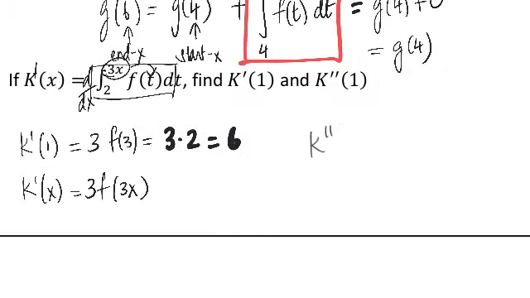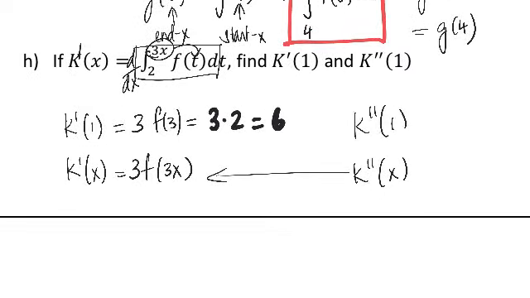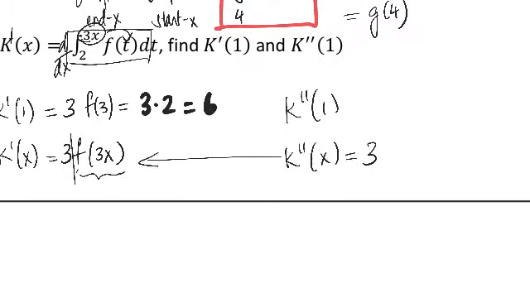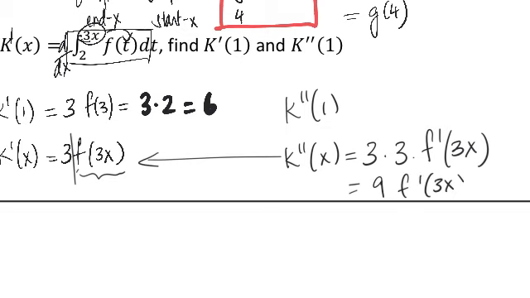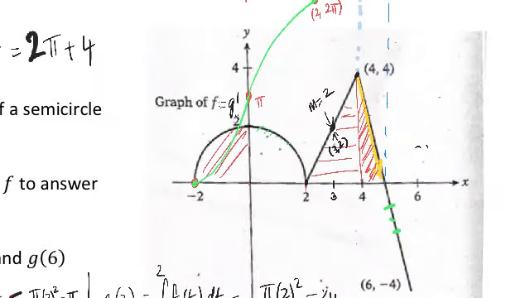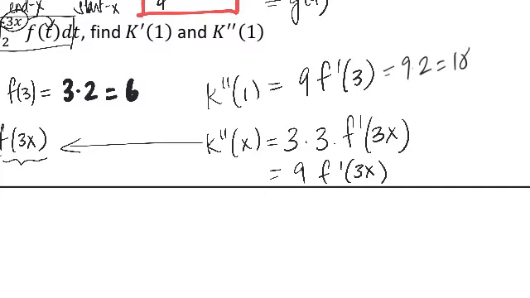Okay, and then k double prime of 1, well, let's do k double prime of x. We're differentiating k prime, so it's a product. Actually, it's not a product, it's a constant. So 3, and then it's a chain. So 3 times another 3 times f prime of 3x. And so we'll get 9 times f prime of 3x. And if we're doing k double prime of 1, it'll be 9 times f prime of 3. F prime of 3, we just figured out that slope. It's equal to 2. And so this answer is equal to 9 times 2, or 18.